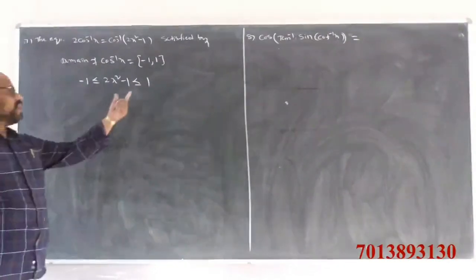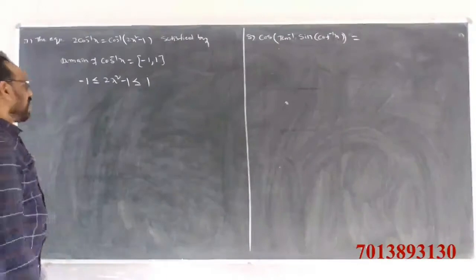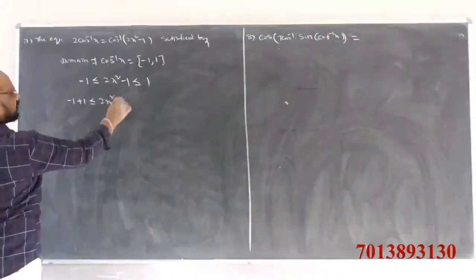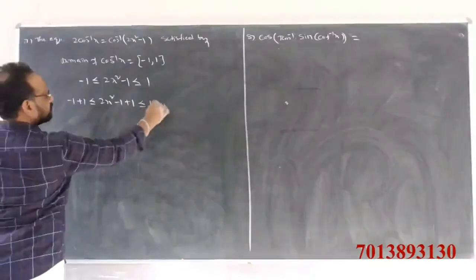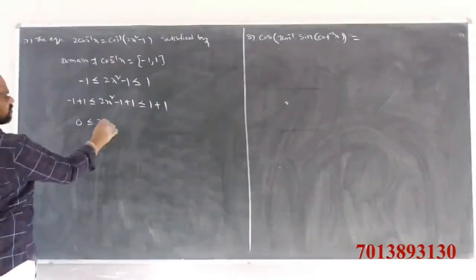So we want the x value. If you add 1 on both sides, we get minus 1 plus 1 is less than or equal to 2x square minus 1 plus 1, which is less than or equal to 1 plus 1. Minus 1 plus 1 is 0, so 0 is less than or equal to 2x square.